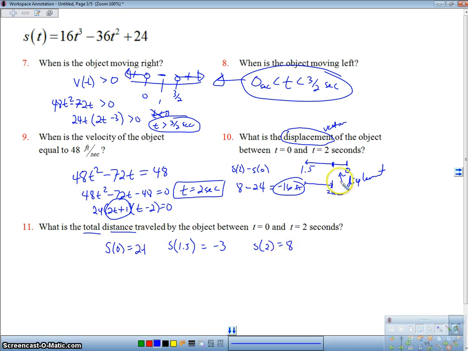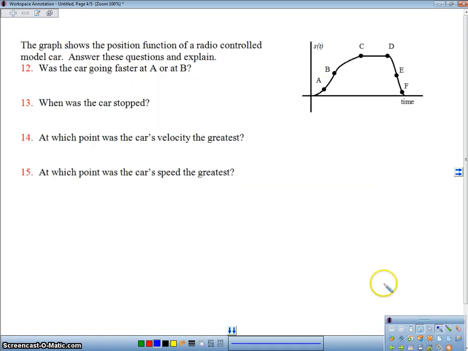So I need to figure out how far did I go from 0 to 1.5. Well, from 0 to 1.5, I went 27 feet. And from 1.5 to 8, I went 8, 9, 10, 11 feet. Right, because negative 3 to 8. And if I add those up together, I get 38 feet. So that's going to be the total distance, whereas the displacement is how far did I go from 0 to my end. All right?